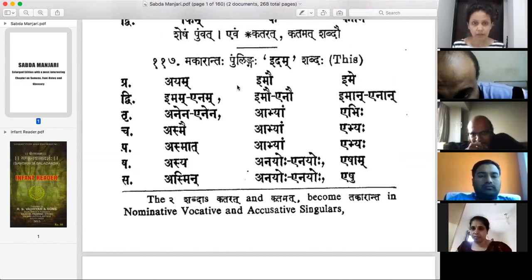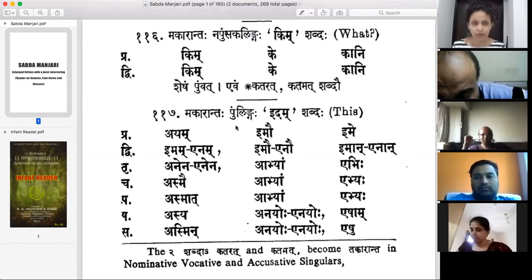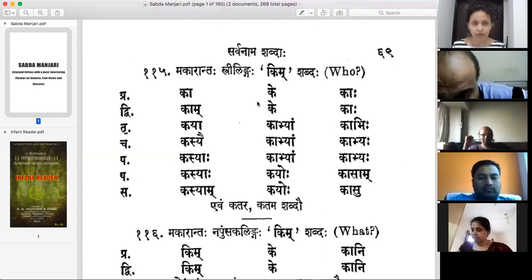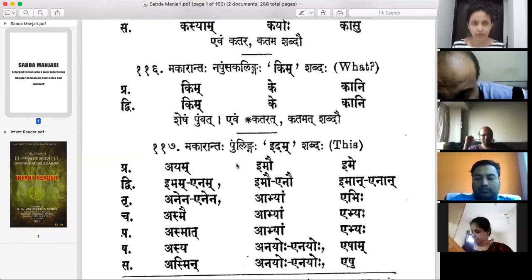So, see, idam shabda. So this is in Shabda Manjari. Which page? Shabda Manjari, page number 69. Page number 69. Okay. So you have Makarantaha, Pullingaha, Idam Shabdaha.